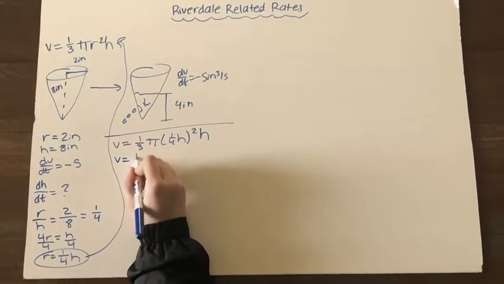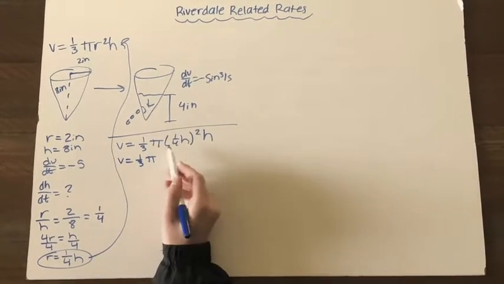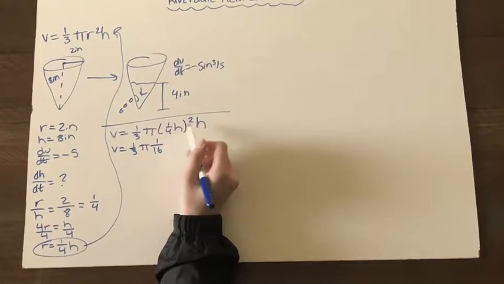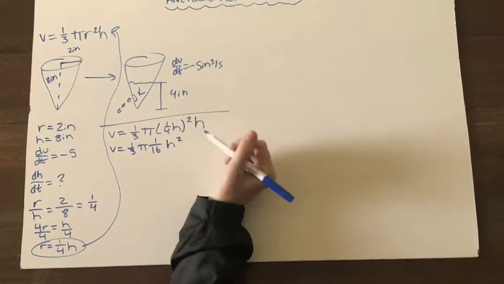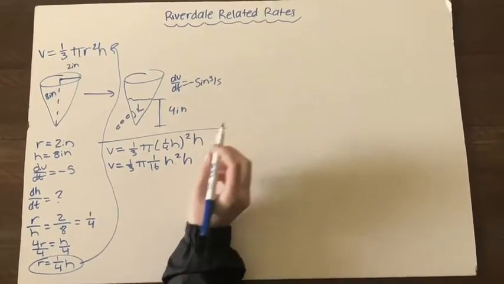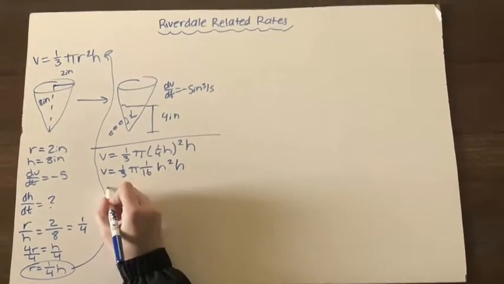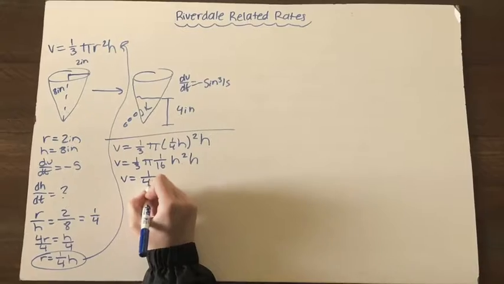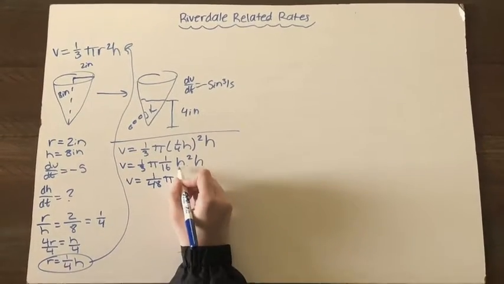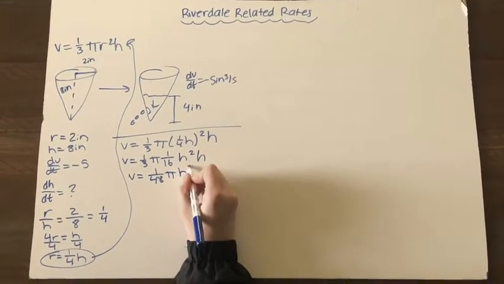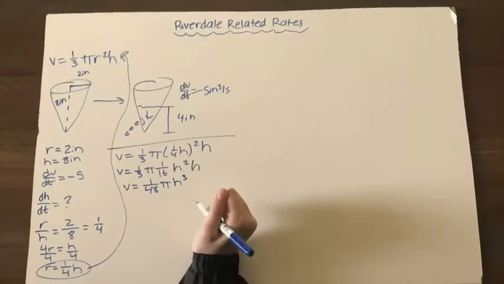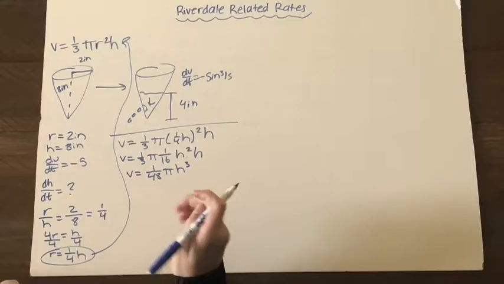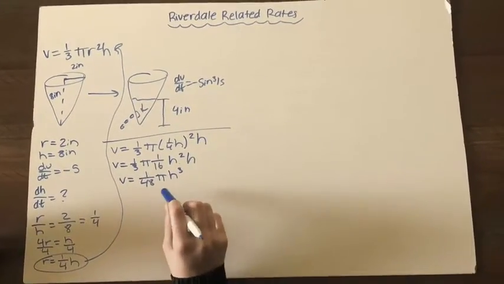So V equals 1/3 pi, 1/4 squared is equal to 1/16, and h squared times h. So we can simplify this even more. So 1/3 times 1/16 is equal to 1/48 pi, and h squared times h is equal to h cubed. Now, we're looking for the rate of the liquid level changing. So to do this, we'd have to take the derivative of both sides of this equation.